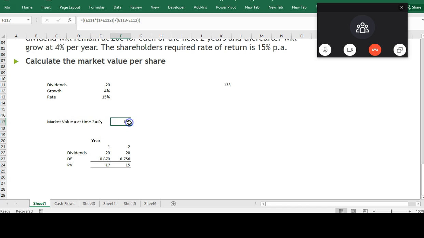Time 2. At time 2, what will be the present value of that amount? The present value would be your market value, this 189. The market value at time 2 times your discount rate, the discount factor in year 2.